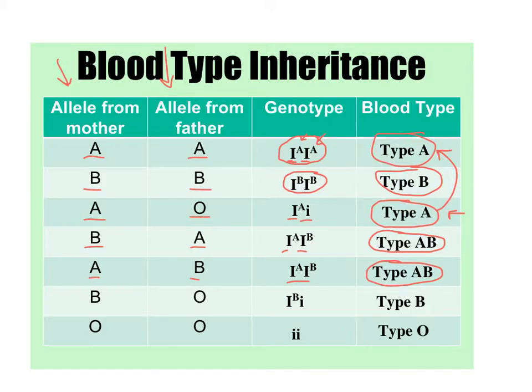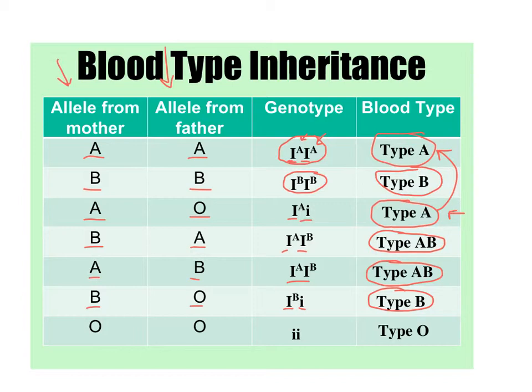This is very similar to the third one. Person gets type B from mom, type O from dad. Here's its genotype. Big I, big B. Got that from mom. Recessive little i, the O allele from dad. Now remember, that's not type BO. That is type B. Heterozygous for type B blood.